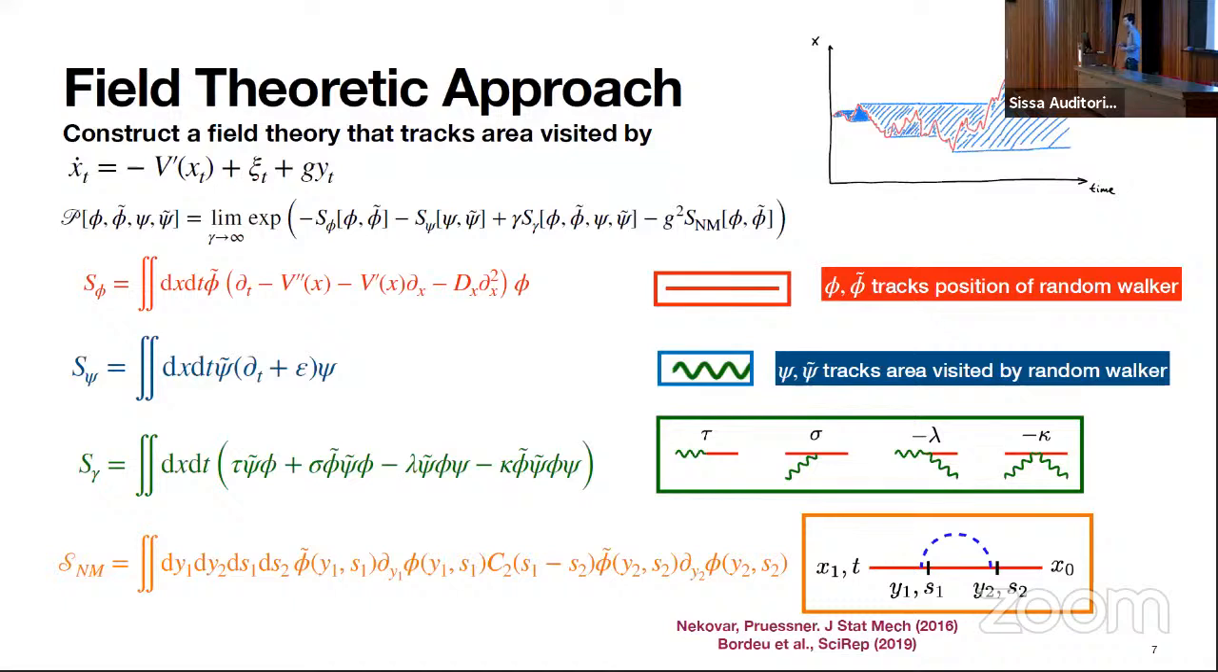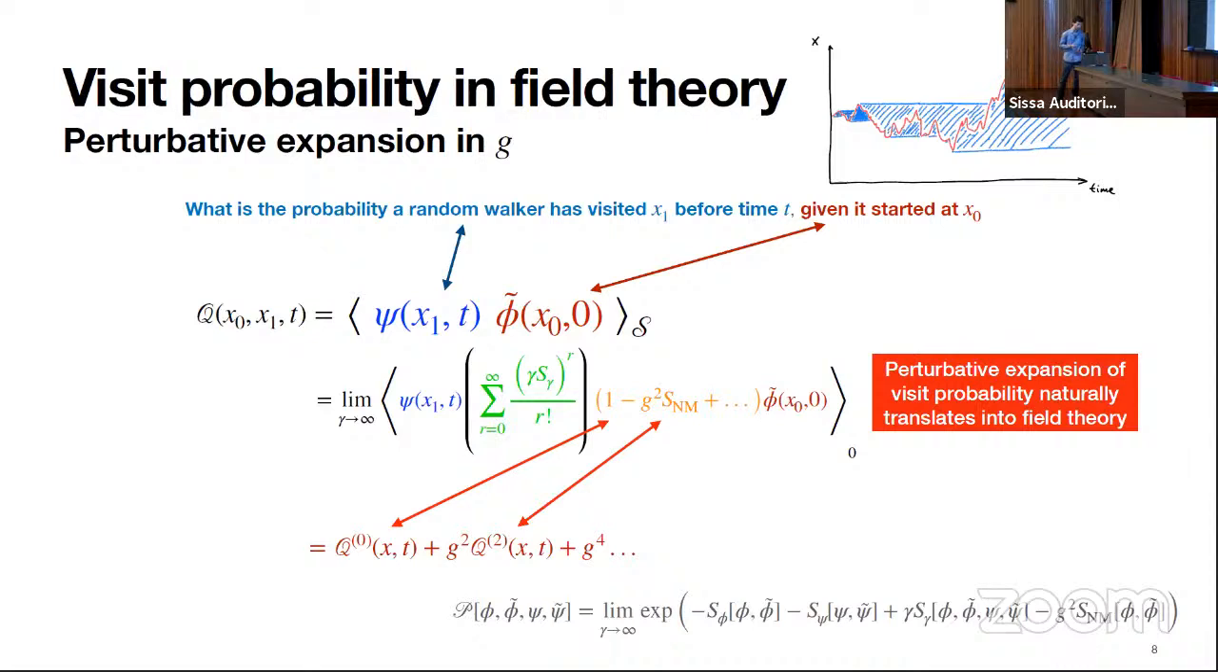So I'm happy to discuss all of this afterwards or in person, but yeah, the details are in the manuscript. Okay, so what's the main result? What's the main outcome of this? The main outcome is now that you can use this to ask what's the visit probability in field theoretic language.